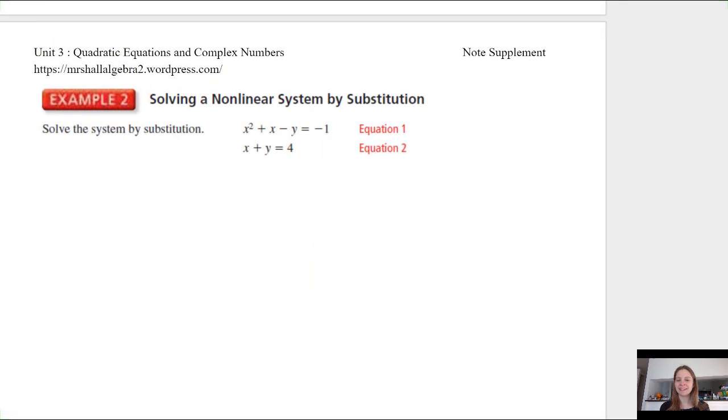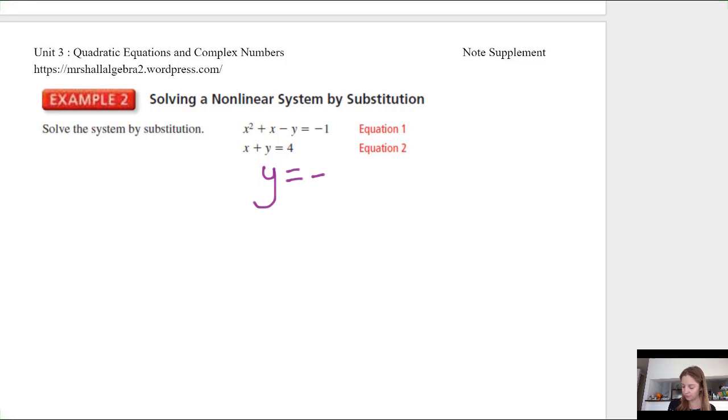Example 2, solving a nonlinear system by substitution. Solve the system by substitution. So for substitution, we're going to set one equation equal to a single variable. It's going to be easiest here to use the second equation, the linear equation, and isolate y.